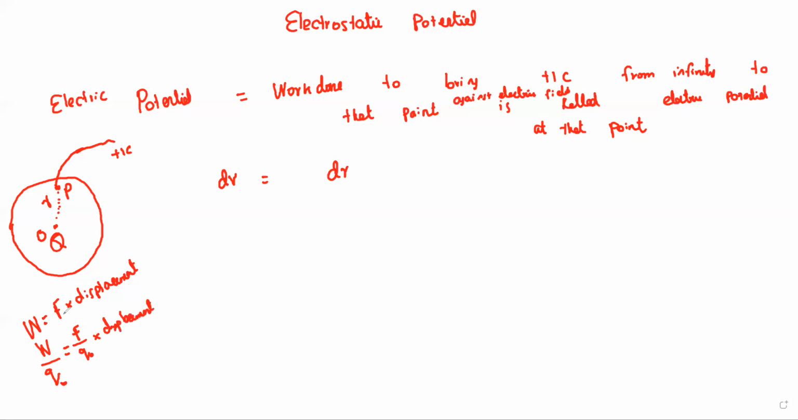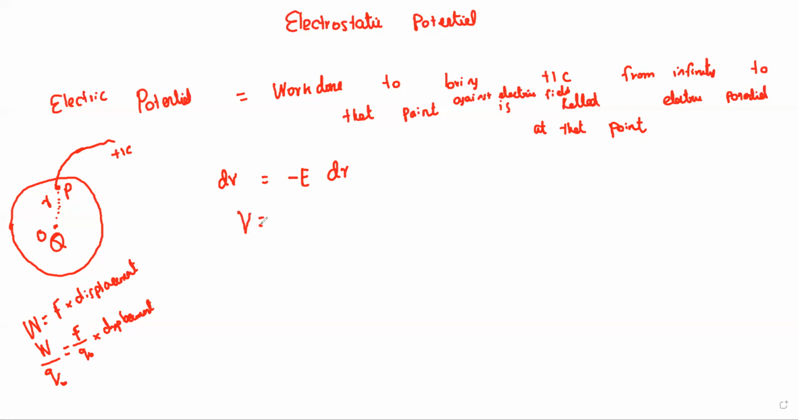I explained that this force is varying with respect to displacement. So force is different at different places. So what we have to do is consider a small minute distance. For that minute distance, what is the work done? So F by Q0 is force per unit charge, which is known as electric field intensity. And this work done should be against the electric field, so we have to put minus here. So dV is equal to minus E dr.